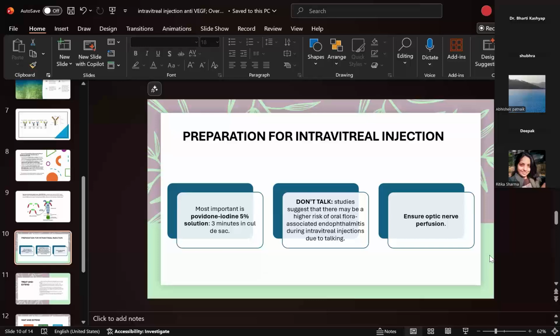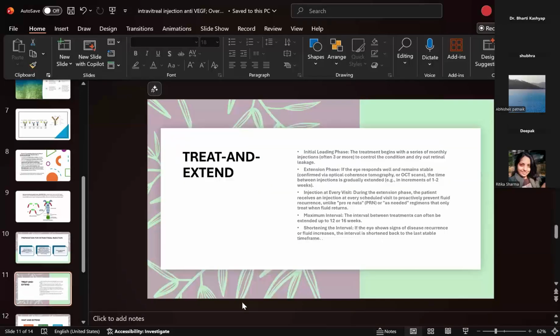So these 3 points have to be very much taken care of when you do an intravitreal injection. Now, how do you give an anti-VEGF injection? Once you have given it, the patient will ask you, "Ab kab denge?" So there are 3 ways. Like Dr. Archana spoke about, treat and extend and pro re nata. Pro re nata is as you wish.